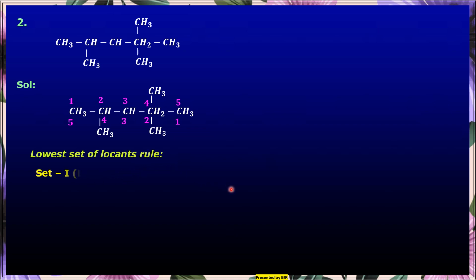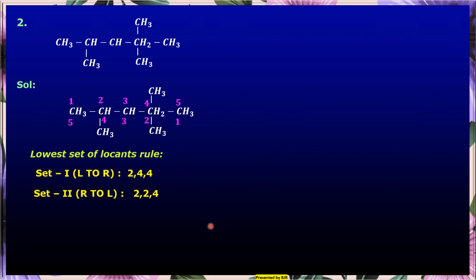Lowest set of locants rule. So from left to right, set 1 locants are 2, 4, 4. To the second carbon atom and to the fourth carbon atom, methyl groups are attached. So 2, 4, 4, because here I am repeating the number 4. A methyl group is attached 2 times here. Okay. Next, from right to left, 2, 2 and 4.